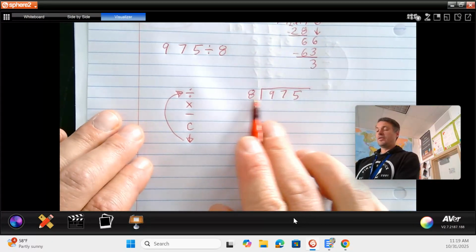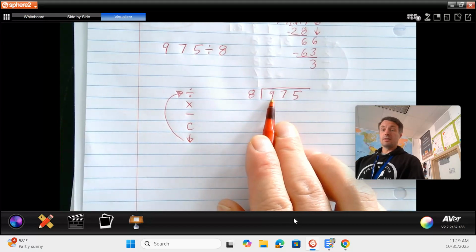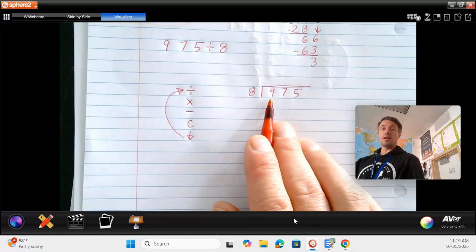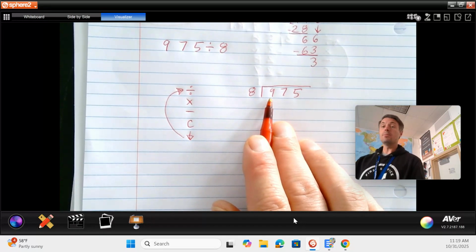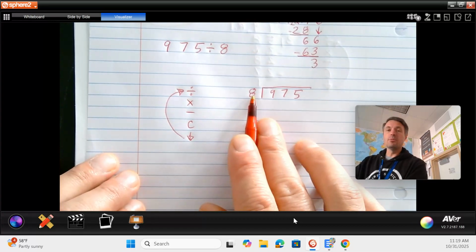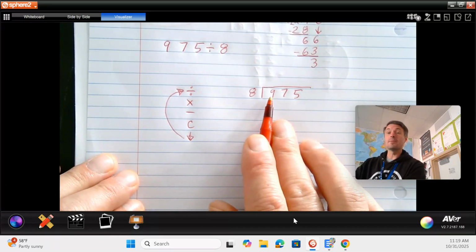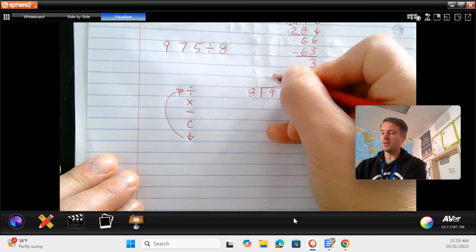So, can 8 fit into 9? Well, yeah. Since 8 is smaller than 9, 8 can fit into 9. Barely, but 8 can fit into 9. Double 8 would be 16. That's bigger than 9. So 8 can't fit into 9 twice. It can only fit into 9 once.